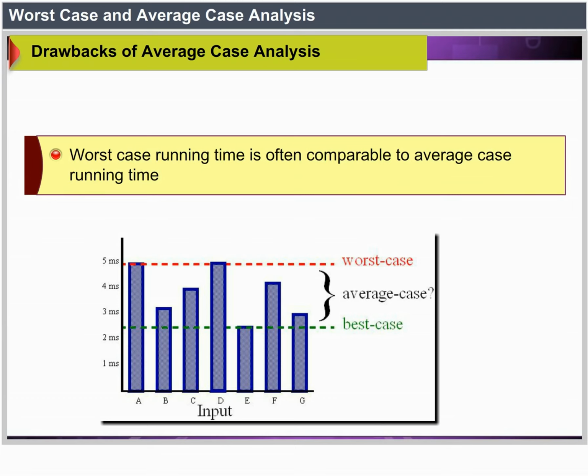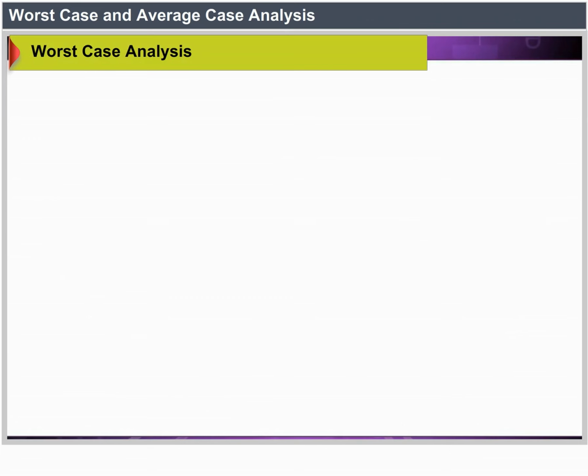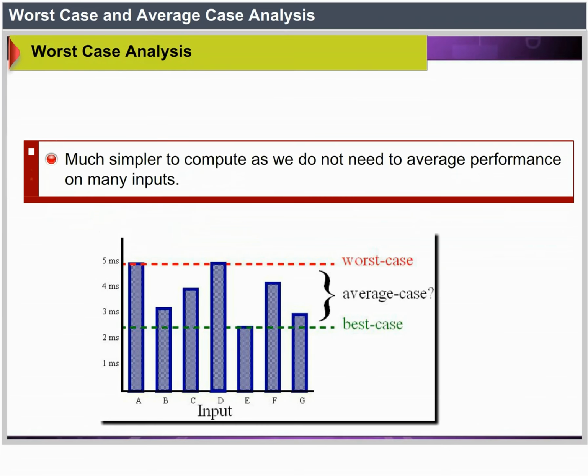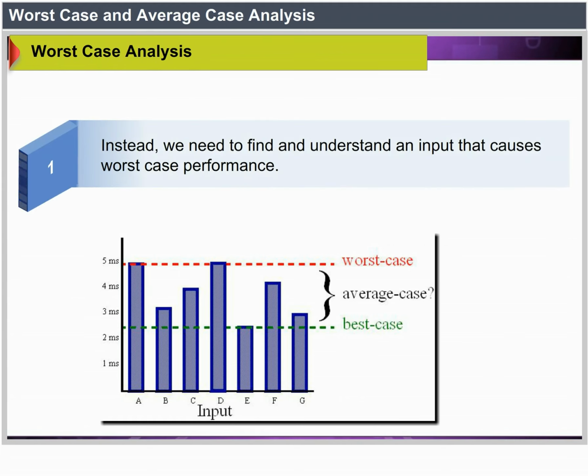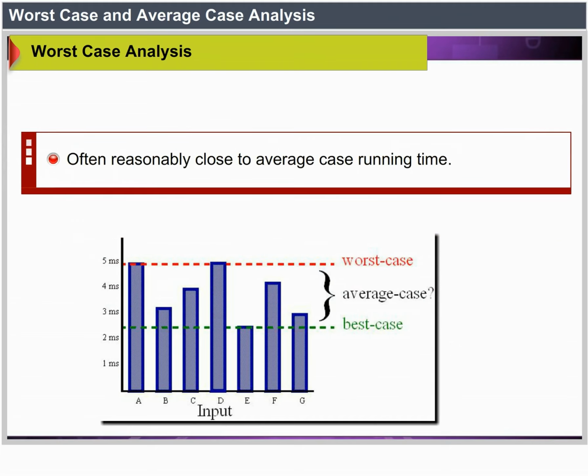Worst case analysis is much simpler to compute, as we do not need to average performance on many inputs. Instead, we need to find and understand an input that causes worst case performance. It provides a guarantee that is independent of any assumptions about the input, and is often reasonably close to average case running time. The standard analysis is performed.